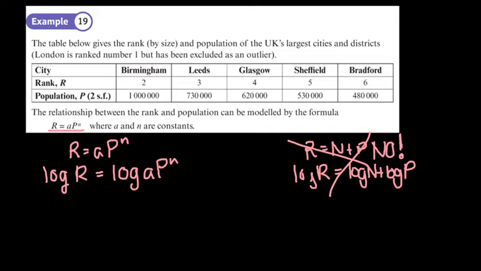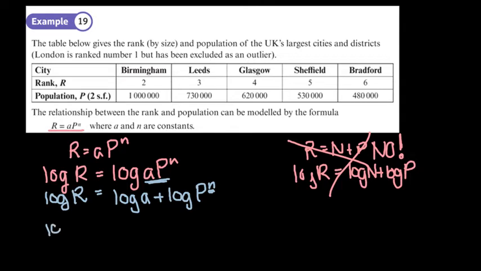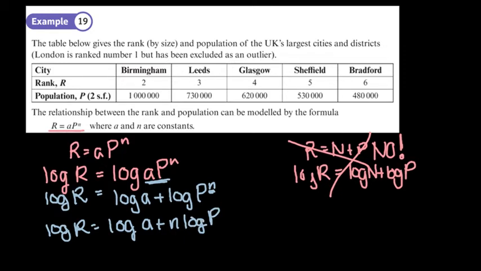So now we should be able to rearrange this log a little bit. I'm going to leave the log R on its own. When I've got multiplied terms inside a log, I can rewrite that as log A plus log P to the n. Now I've got a power on a log that's separate from everything else, so I can write that as log A plus n lots of log P, pulling that power down as a multiple instead. It's just standard log rules there.